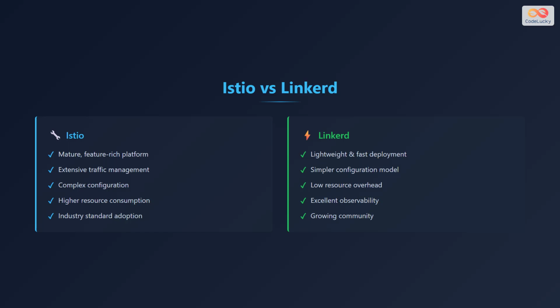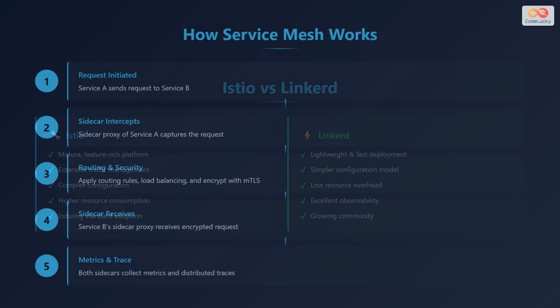Linkerd takes a different approach by focusing on simplicity and efficiency. It's lightweight and deploys quickly with minimal configuration. Linkerd excels at observability and provides excellent built-in monitoring. It uses fewer system resources, making it ideal for environments with limited capacity. Choose Istio if you need maximum flexibility and don't mind the complexity. Choose Linkerd if you prefer simplicity, efficiency, and excellent observability out of the box.